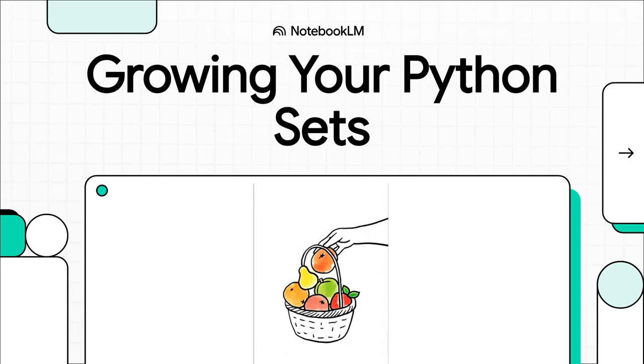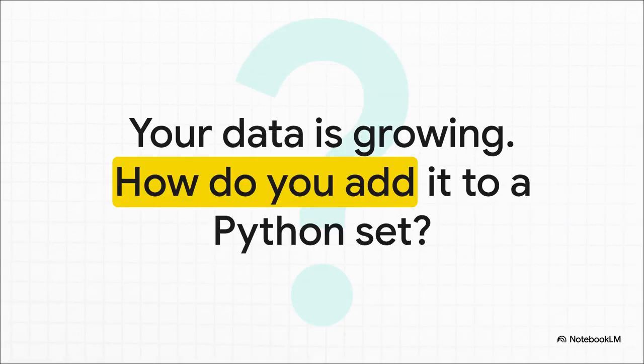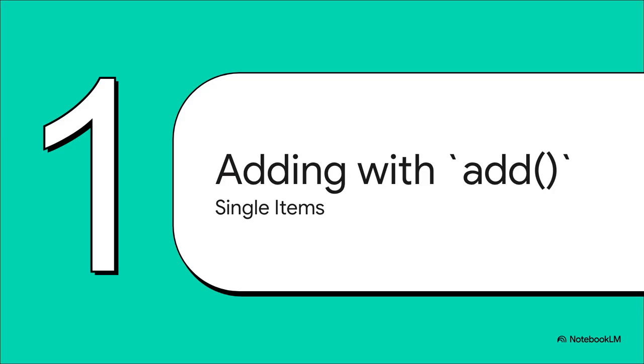Hey there, you probably know Python sets are awesome for handling unique items, but their real magic is in how you can grow and change them. Today, we're going to break down the two main ways to expand your sets, using the add method and update method. So picture this, your data is just pouring in, and you need to keep your set, well, up to date. How do you actually get all that new stuff into your Python set without making a mess? Let's figure it out.